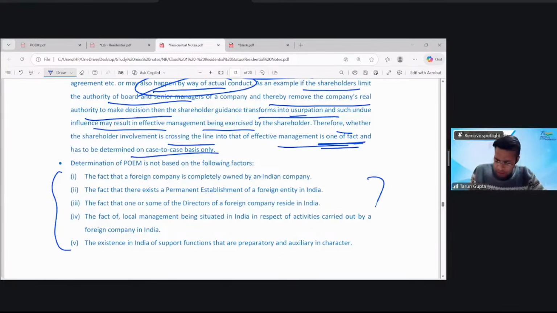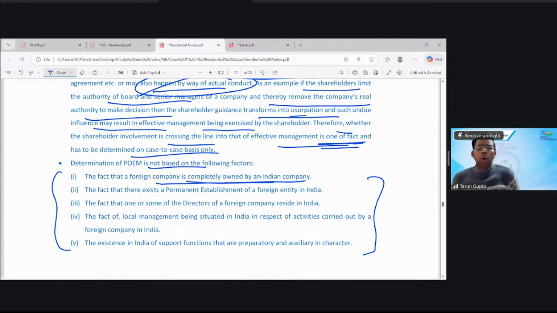Now, these factors do not determine the POEM. They have no relevance. Determination of POEM is not based on the following factors. The fact that the foreign company is completely owned by an Indian company. The fact that the Indian company is the wholly owned holding company of the foreign company is not relevant because the shareholder is different from the company. The fact that there exists a PE, permanent establishment, of the foreign company in India, meaning the foreign company is doing business in India, is not relevant. Where the business is being done is not relevant. Where the decision is taken is relevant.